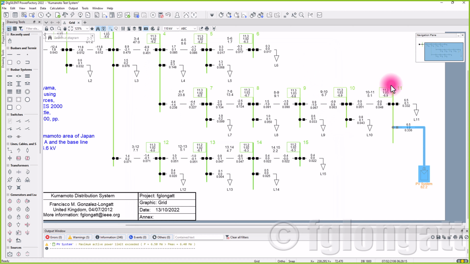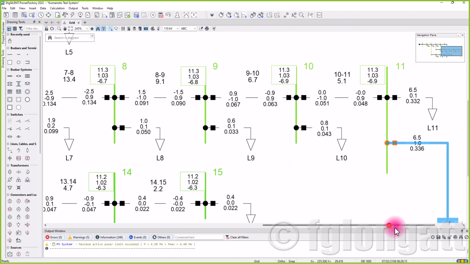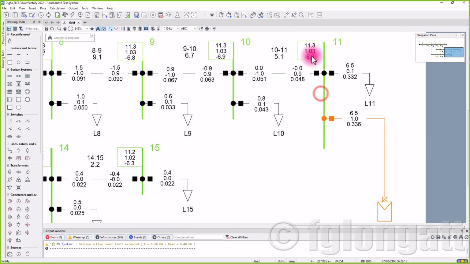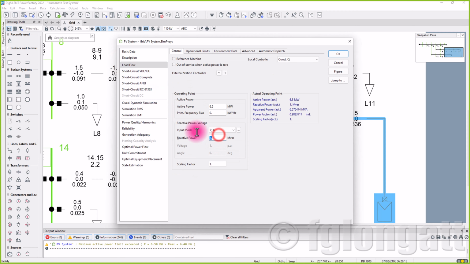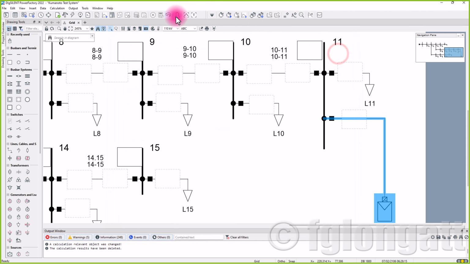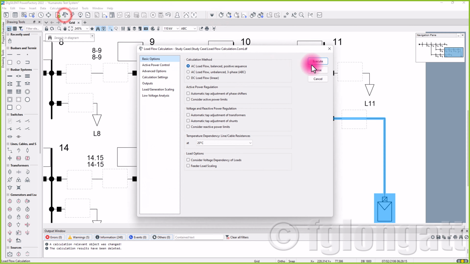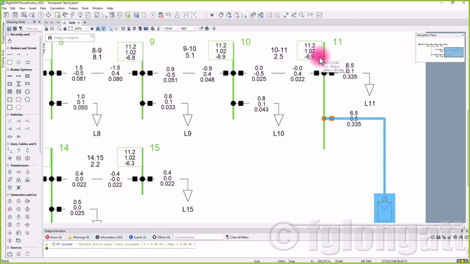We run the load flow, look over here, the voltage at bus bar number 11 is going up. It's going to 1.03. And that is because we are producing here 1.0 MVAr. If we reduce that reactive power production, let's say 0.5 MVAr, you can see that the voltage is reduced. In this case, using 0.5 MVAr produces 1.02 per unit voltage at bus bar number 11.